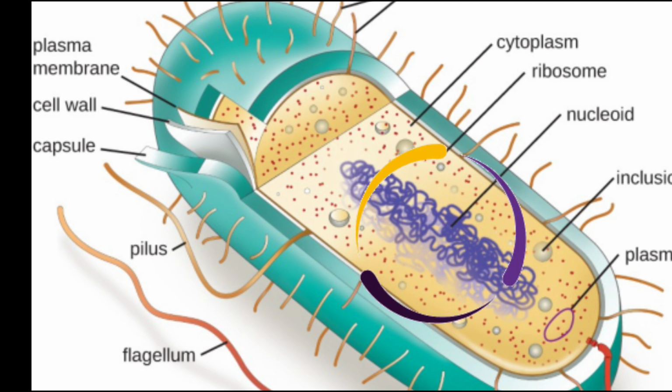If we see the nucleoid in prokaryotes, the structure is an irregularly shaped region containing circular DNA. Its function is to store genetic material in the prokaryotic cell.